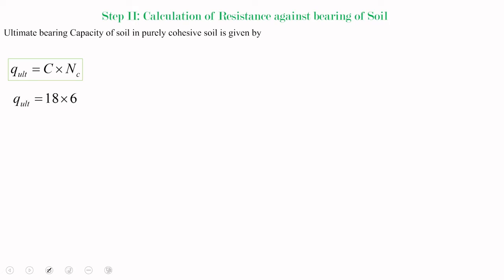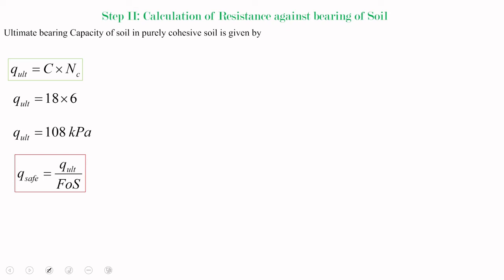So Q ultimate will be equal to C value into NC value. We have calculated the NC value; NC is given in the question as 6. So it will come around 108 kilopascal. Again, this is the stress, so we have to go for the safe.